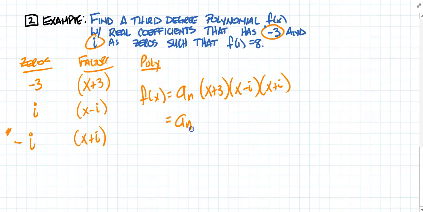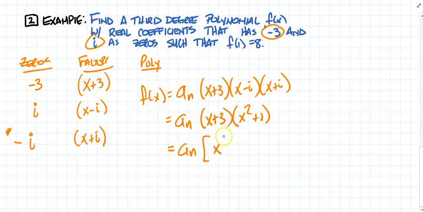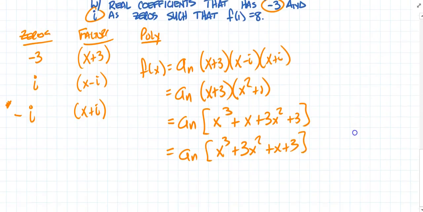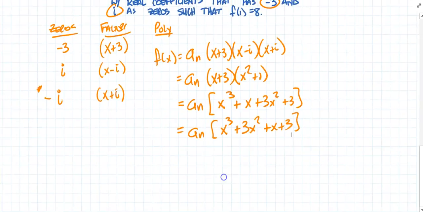This is going to give me a sub n times x plus 3 times x squared plus 1, if I just multiply that out. I'm going to continue to multiply, so a sub n times, when I do all this, I end up with x to the third plus x plus 3x squared plus 3. I'm just foiling right now in my head, you guys. And that's going to leave me with, in standard form, x to the third plus 3x squared plus x plus 3. When I get it down to this stage of the game, I'm in pretty good shape.